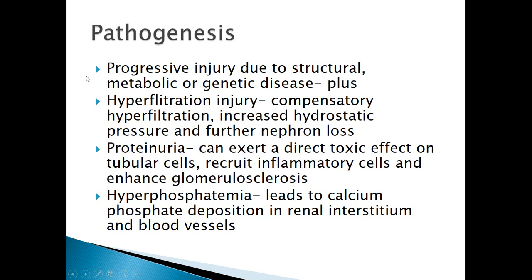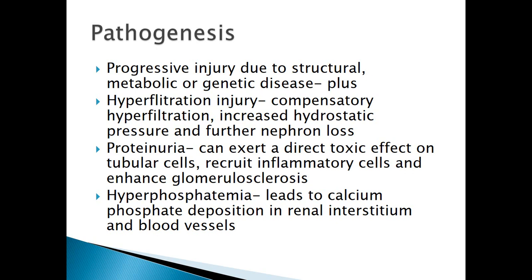So in CKD, you have this progressive injury due to some sort of structural, metabolic, or genetic disease, right? So you have renal dysplasia or obstructive uropathy or something like that. That leads to hyperfiltration. So the remaining nephrons are now compensating, they're working harder. That leads to an increased hydrostatic pressure in the nephron, and that causes further injury. So those harder working nephrons are going to overwork and burn out. So then there's further loss of nephrons due to this hyperfiltration injury. Most of these patients, because of their structural damage or the hyperfiltration injury, will have proteinuria. And proteinuria itself is toxic to the tubular cells.